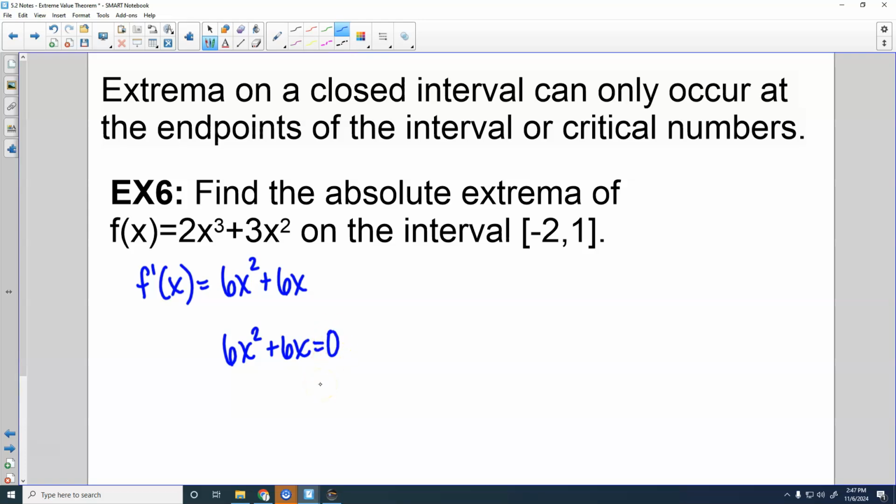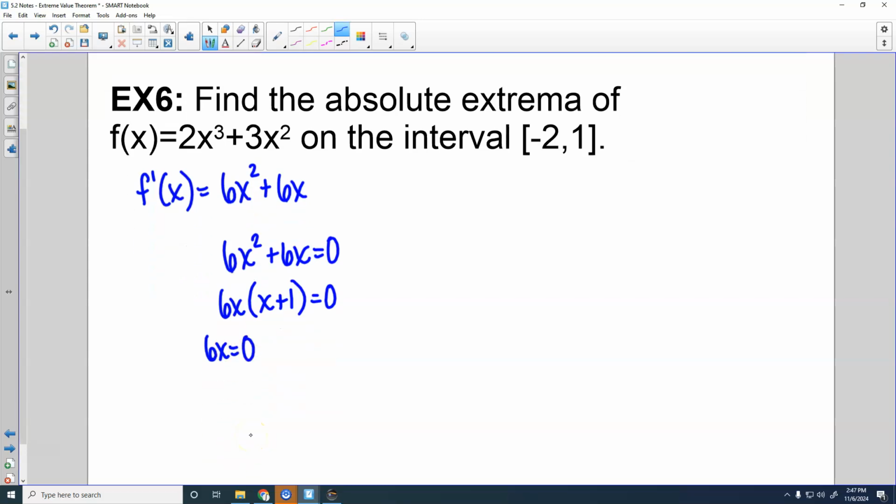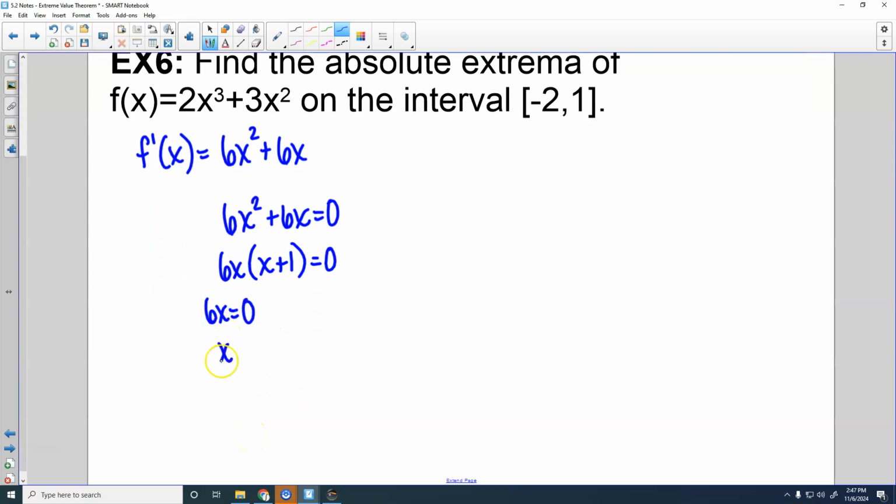And what would I do here? GCF. So you can pull out a 6x, and then you'll have an x plus 1. So you'll have 6x equals 0, which if you divide that by 6 just gives you x equals 0. And then you'll have x plus 1 equals 0, which just gives you -1. So I have critical points at 0 and at -1.